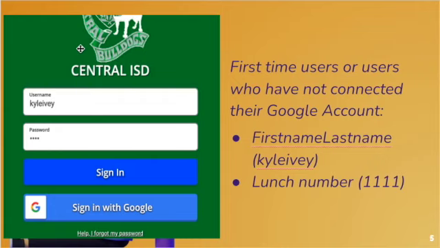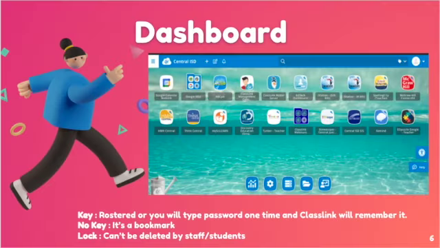If you are a first-time user, that means you have never logged into Classlink before, or you have never linked your Google account to Classlink, then your username and password will be your first and last name. For instance, for me, Kyle Ivy is my username, and my password will be my lunch number. This is only for first-time users who have not connected their Google account. Once we put in our first and last name and our lunch number, we hit sign in, and it should take you to a page that looks like this.